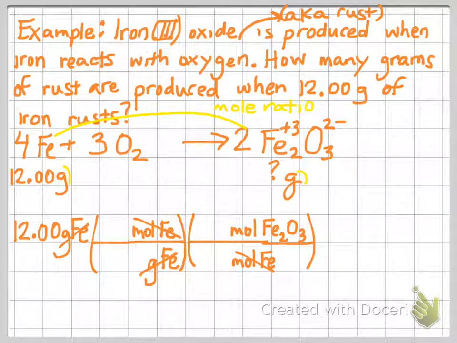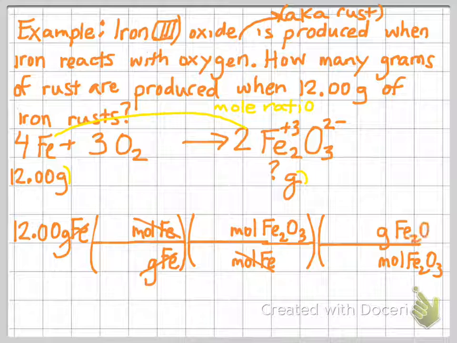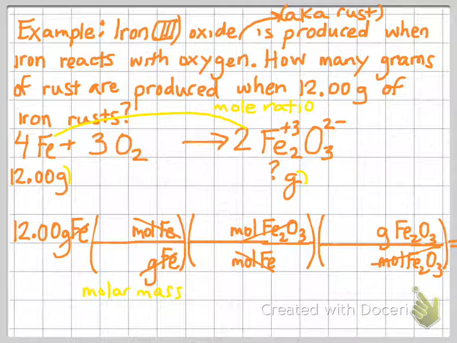Now I'm in moles of rust, but I don't want moles of rust. I want grams of rust. So moles of rust have to go on the bottom. Grams of rust have to go on the top. And that's going to leave me in the answer that I wanted, in the units that I want. So notice here, in terms of my conversion factors, I've used molar mass. This one is also molar mass. And here I have my mole ratio.